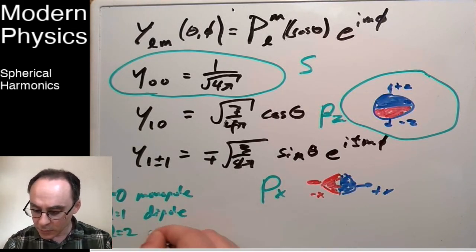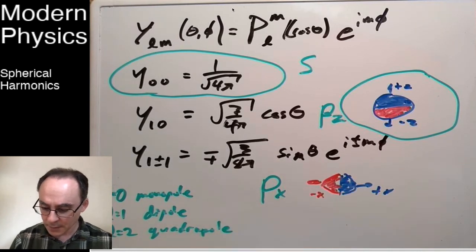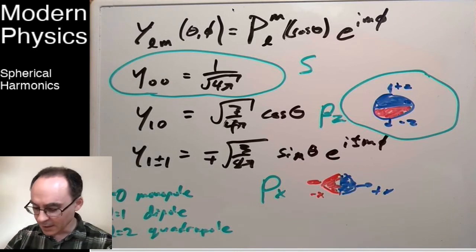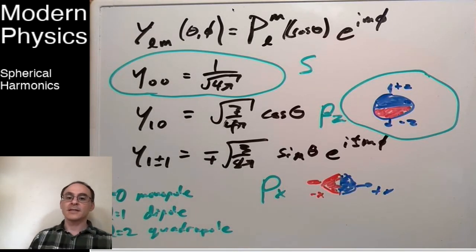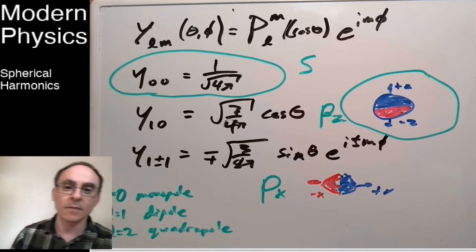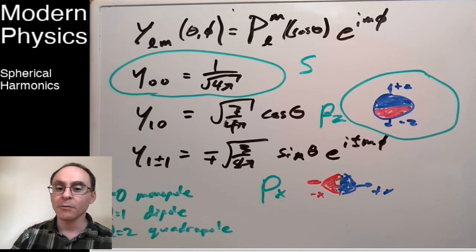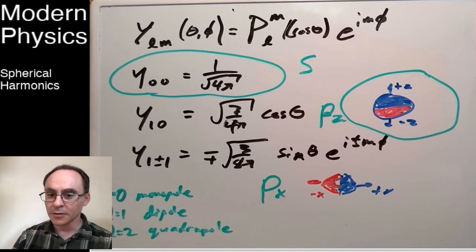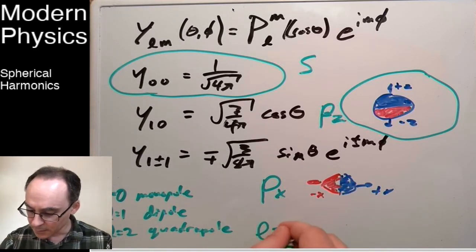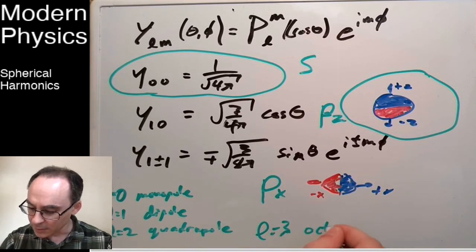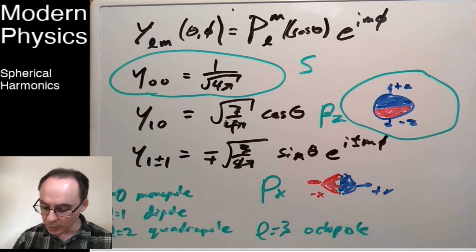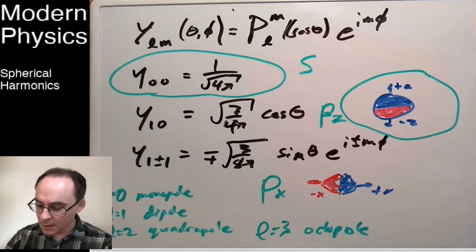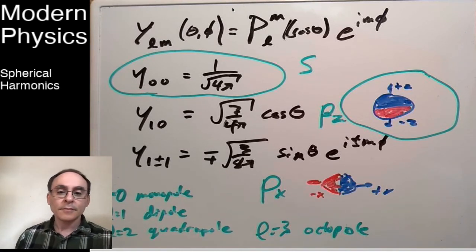L equals 2 is called a quadrupole. And that's kind of a more complicated thing. There's 5 of those functions. It's technically what's called a tensor, which is math that we won't get into. But it's just a higher order fluctuation over the surface of the sphere. People talk about L equals 3 octopole sometimes. Octopole. I never quite remember how to spell that, if it's a U or an O in the octo, but these are important.